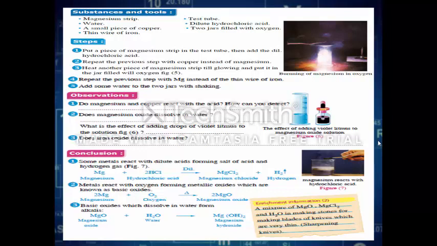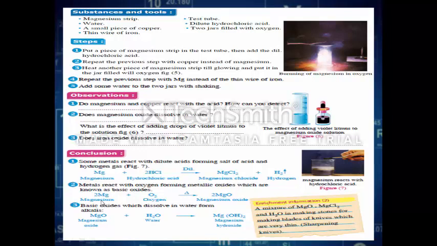Conclusion: some active metals such as magnesium Mg and zinc Zn react with dilute acids such as hydrochloric acid, giving salt of acid, and hydrogen gas is evolved, like in the equation Mg plus 2HCl diluted gives us MgCl2 plus H2 evolved. Inactive metals such as copper Cu don't react with dilute acids and no gas evolves.